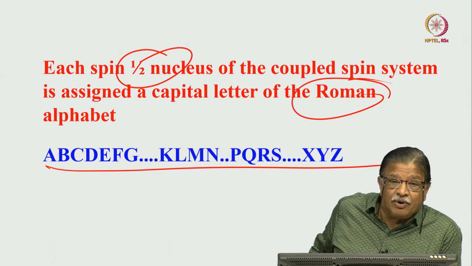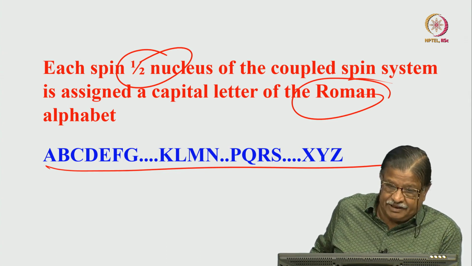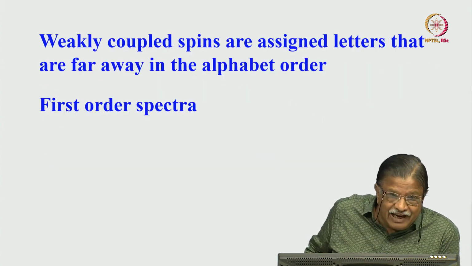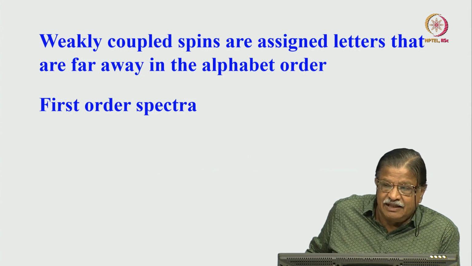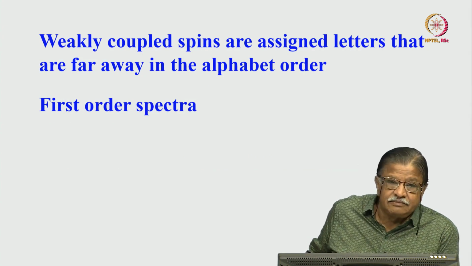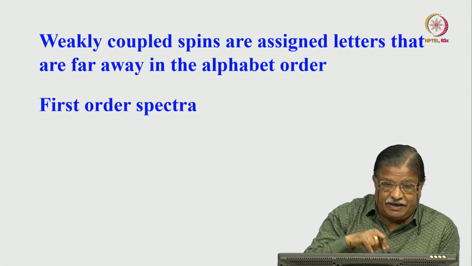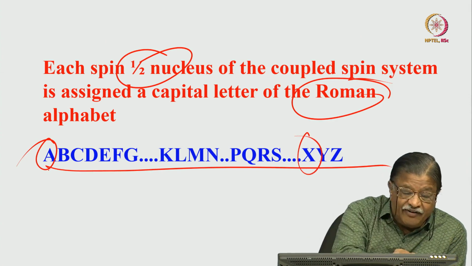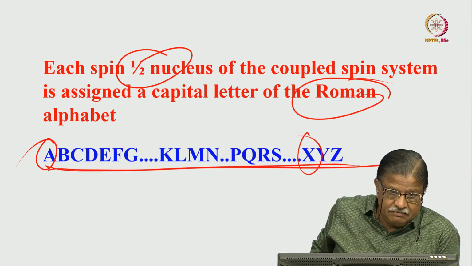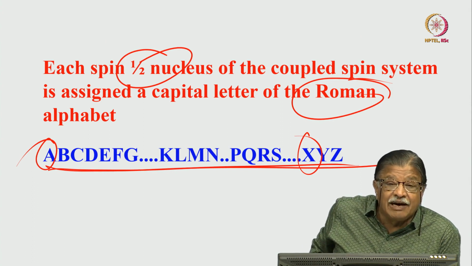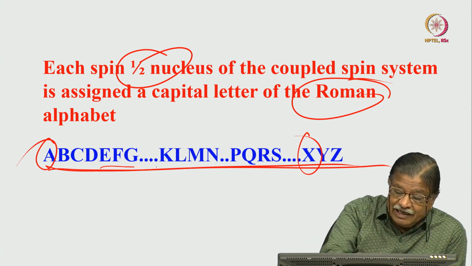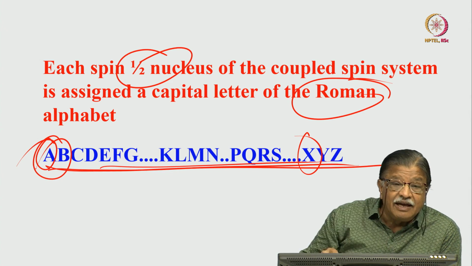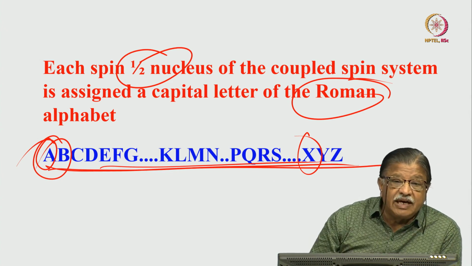And then each proton or group of protons is given a letter. For a weakly coupled spin system, the letters assigned are far away in the alphabet order. Look at this one, A and X, I put it. X is far away from A in the alphabet order. That means they are weakly coupled. For weakly coupled, the letters should be far away in the alphabet order. If I put A and B, the letter is immediately next to that, that is strongly coupled.